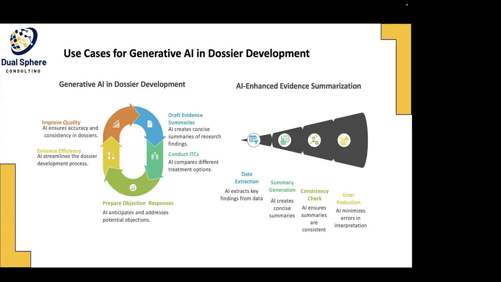Okay, this we have done. Gen AI in dossier development improves the quality, enhances the efficiency, helps in summarizing the drafts, can help in conducting quick searches, and helps in preparing the objection handlers. But as I said, always have the QC done by a human.